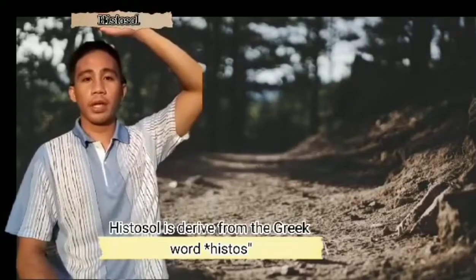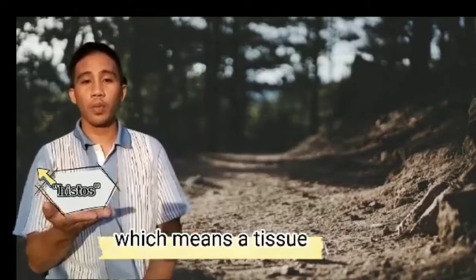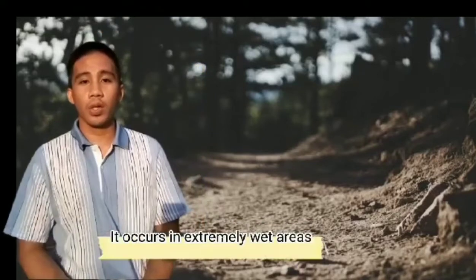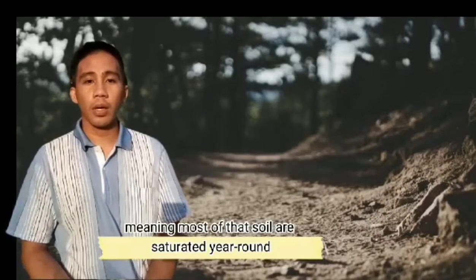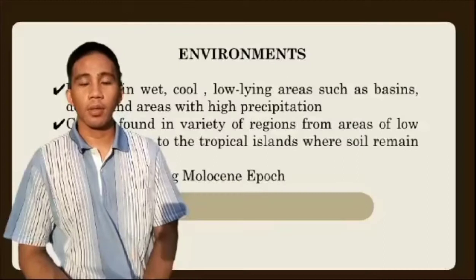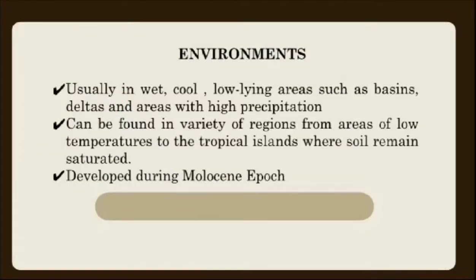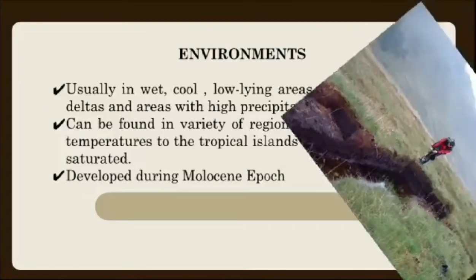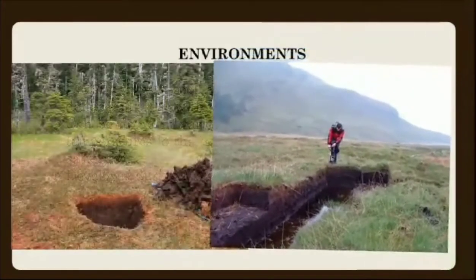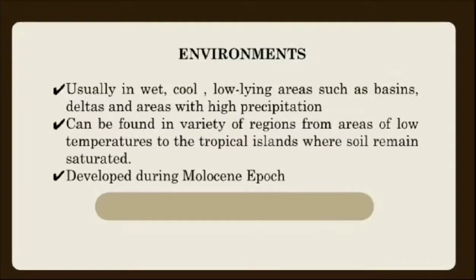Histosol is derived from the Greek word histos, which means a tissue. It occurs in extremely wet areas, meaning most of the soil is saturated year-round. The environmental condition in which histosol occurs is usually in wet, cool and low-lying areas such as basins, deltas and areas with high precipitation. It can also be found in a variety of regions from areas of low temperatures to the tropical islands where soil remains saturated.